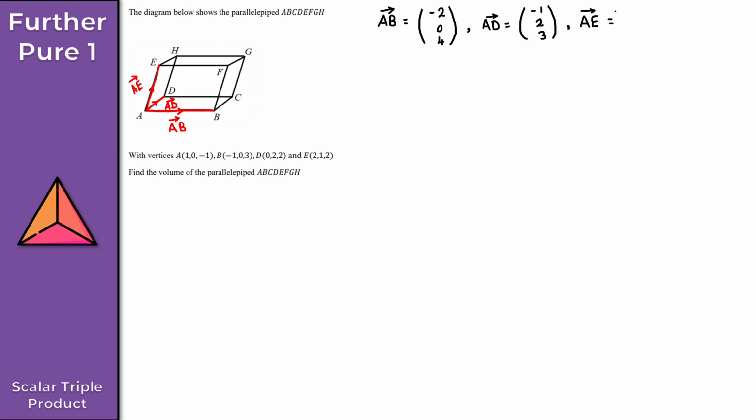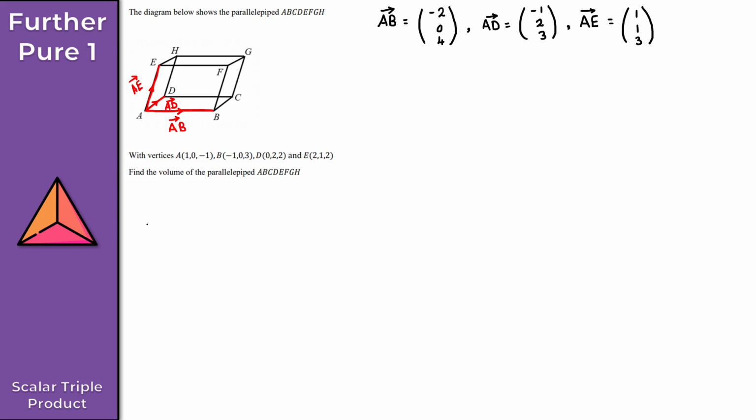For the vector AE, this is simply E minus A. So we get 2 -1, giving us 1. We get 1 -0, again giving us 1. And then finally, 2 -1, that gives us 3. Okay, so we have the 3 vectors that we need here. So we now have everything that we need to find the volume of this parallelepiped.